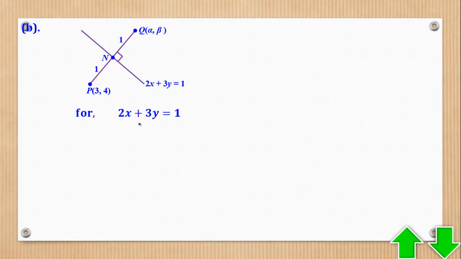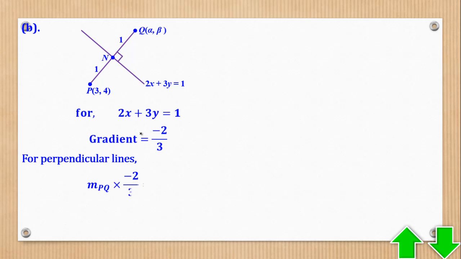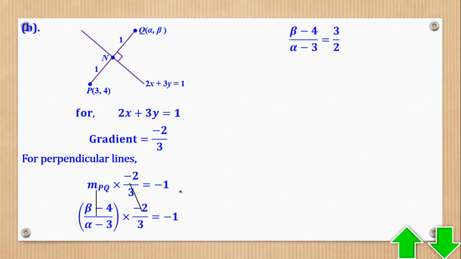So for this line, the gradient is that, and for perpendicular lines, the product of the gradients is -1. So the gradient of line PQ is this. So substitute for the gradient of PQ. Then you simplify to get an equation in terms of alpha and beta.